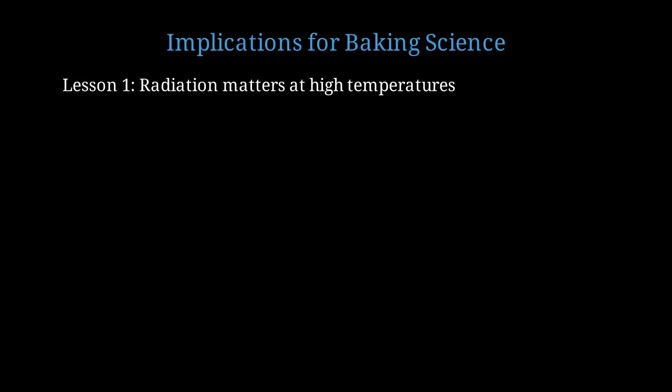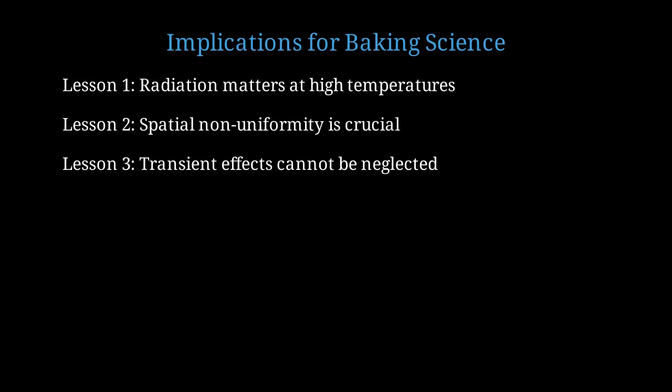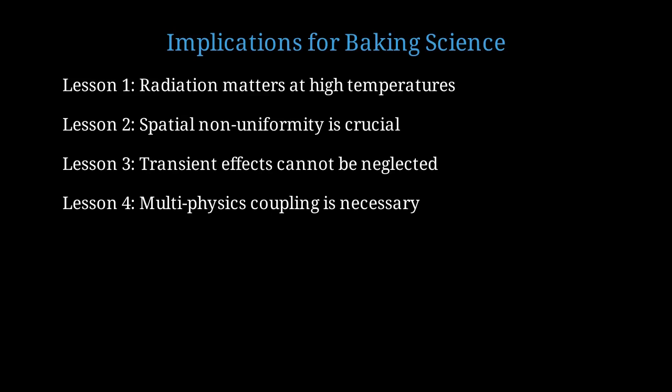What are the broader implications of this analysis for baking science? First, at very high baking temperatures, radiation heat transfer dominates over conduction. You cannot ignore it. Second, spatial non-uniformity in the heating field creates the desirable texture and appearance. Uniform heating would actually produce inferior results. Third, transient effects like rapid vaporization and pressure spikes are essential to the physics. Steady-state models fail completely. Fourth, this is a true multi-physics problem coupling thermal transport, fluid dynamics, mechanics, and chemistry. No single physics model suffices.